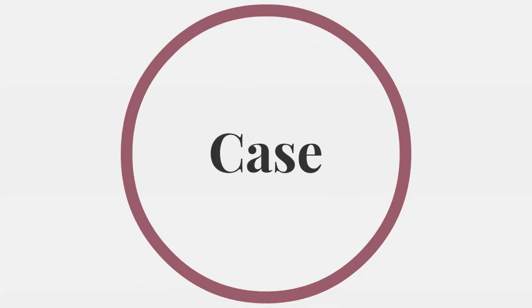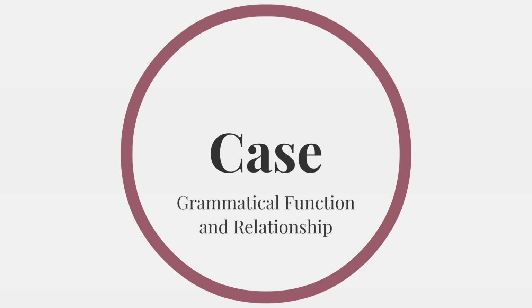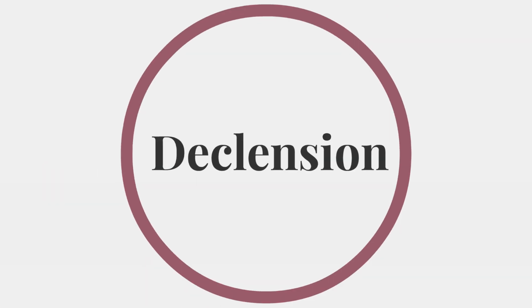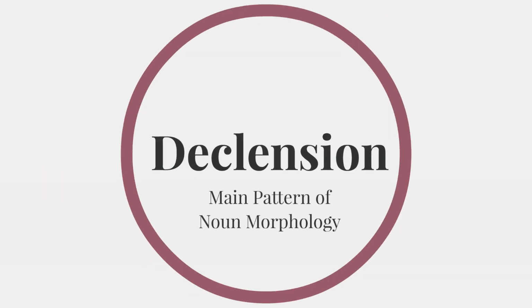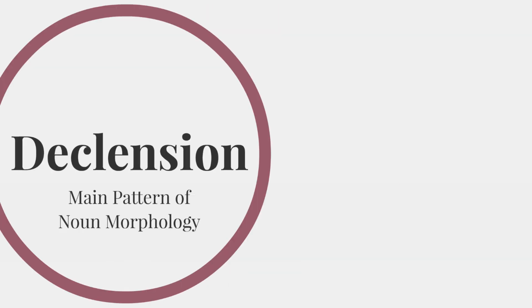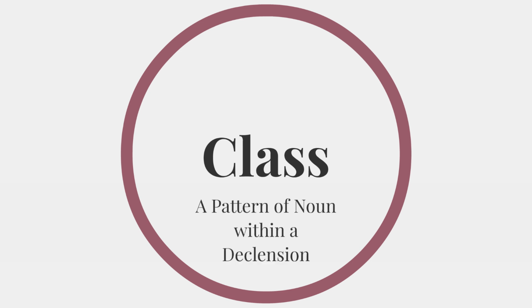Next, we have case, which is how a language marks the function of and relationship between nouns. Is something a subject performing an action, or an object having an action performed on it? Is there motion toward or away from something else? These are the types of functions and relationships marked in the case system. A declension is a main pattern of noun morphology. In other words, it's a pattern for how nouns change their shape for differences in number, gender, and case. Within a declension, you might have classes, which are subpatterns or variations of that declension.